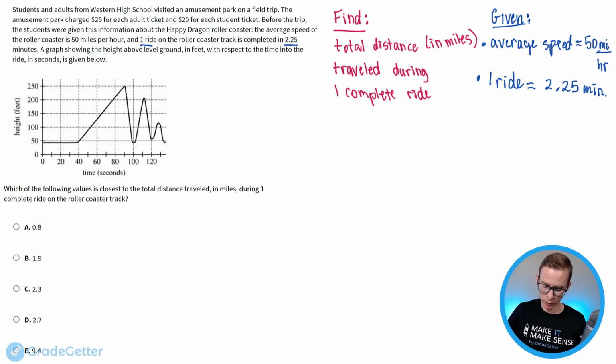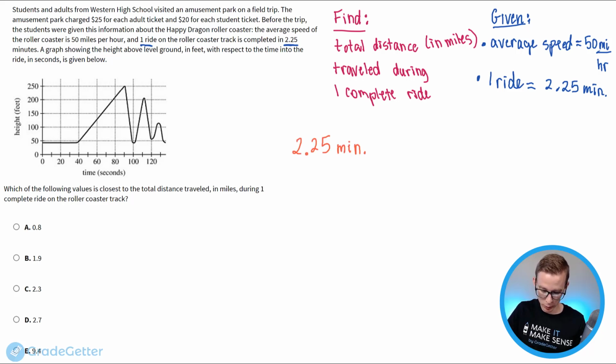So if my roller coaster is traveling at 50 miles per hour and one entire ride takes 2.25 minutes, let's see how many hours 2.25 minutes is, right? And the reason I want that is because I've got hours here in my speed. So a big caution to you is you want to make sure you're working with the same units. So if you have different units for time, you're going to want to get the same units. In this case, I'm going to convert all of my time to hours. So anything that's in minutes or seconds, I'm going to convert to hours.